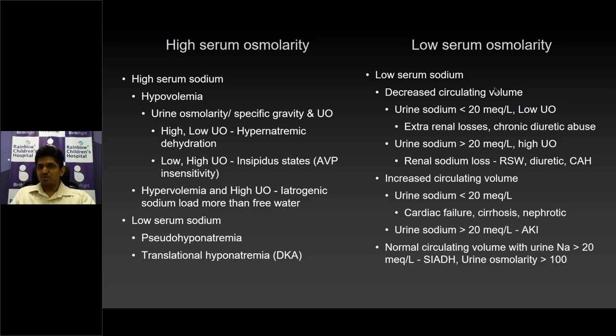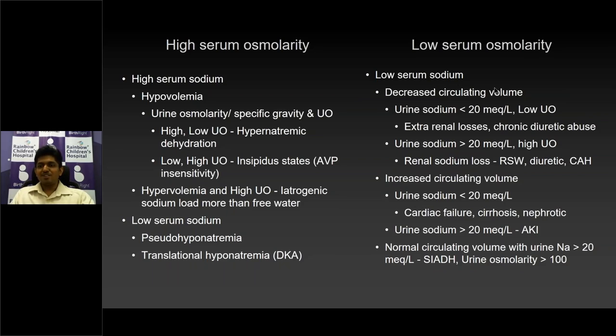Suppose there is low serum sodium and dehydration features, but your urine sodium is very high and urine output is very high, which means that sodium is being lost through the kidneys. The most common causes would be renal salt wasting syndromes like cerebral salt wasting, an acute diuretic use, or congenital adrenal hyperplasia.